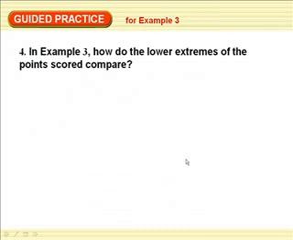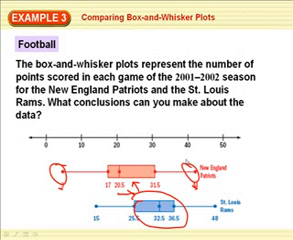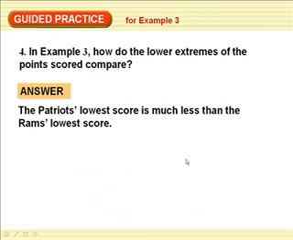Alright, so example 4, how did the lower extremes of the points score compare? So you go back to the lower extremes, 3 and 15. Okay, the Patriots' lower score is 3 and the Rams' lower score is 15. The Patriots is a lot lower, especially in football. That means they're only scoring one field goal right there. So it's much less than the Rams' lowest score.